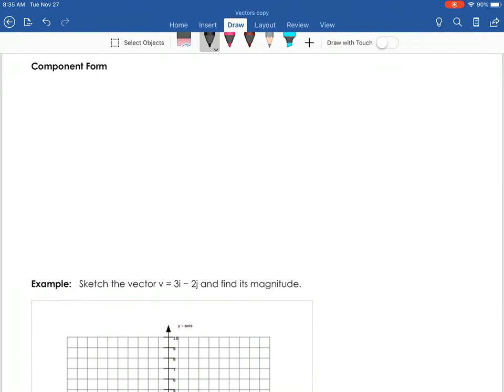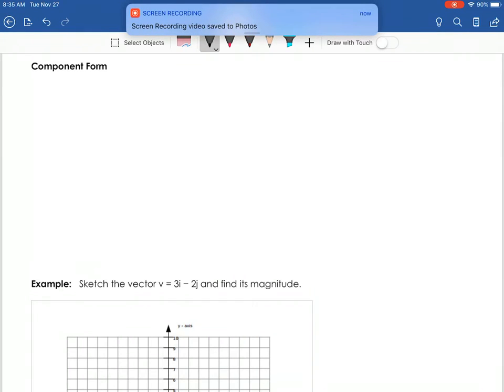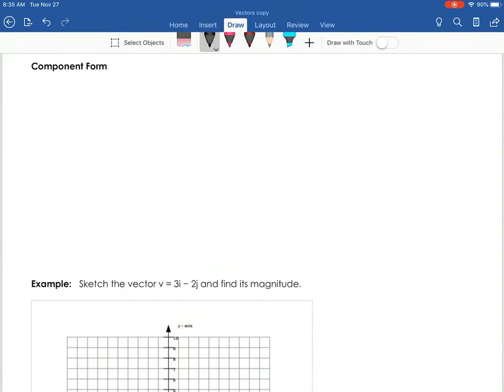Okay, now we're going to talk about component form. Component form is when you use the letter i for your horizontal component and j for your vertical.